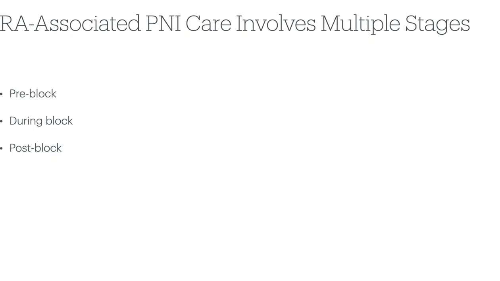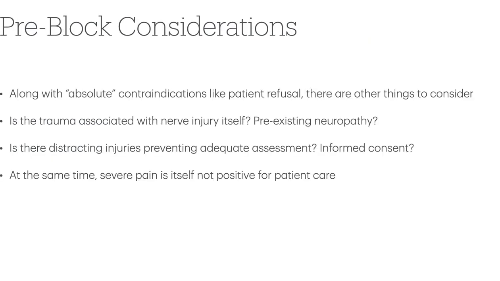There are many stages to think about: before, during the block, as well as after the block. Along with all the absolute contraindications like patient refusal or local infection, there are other things to consider. One of the important things is, in the ED setting, you need to know which trauma scenarios are associated with nerve injuries. And does the patient have a pre-existing neuropathy?